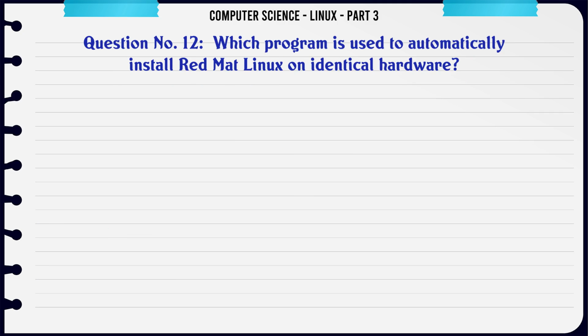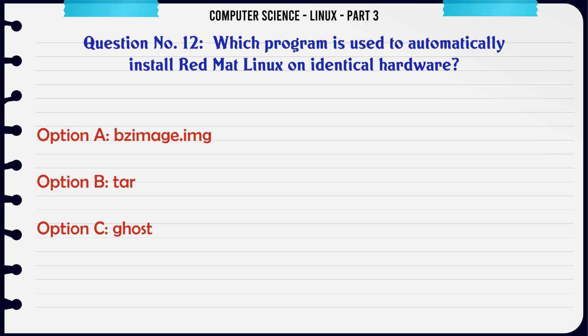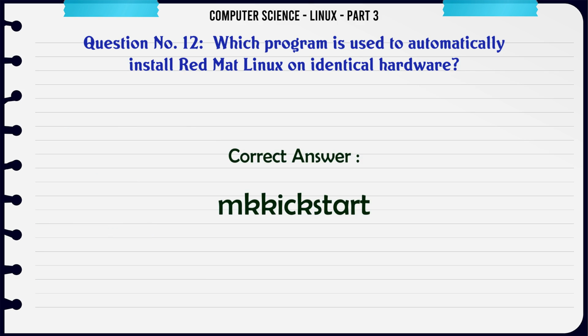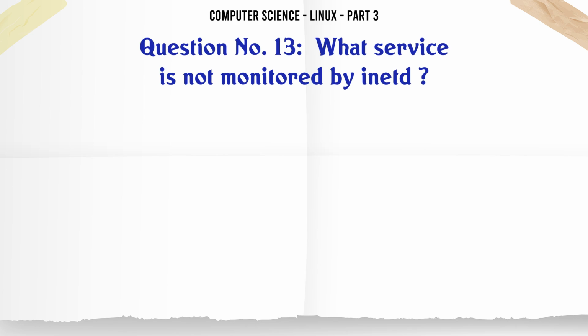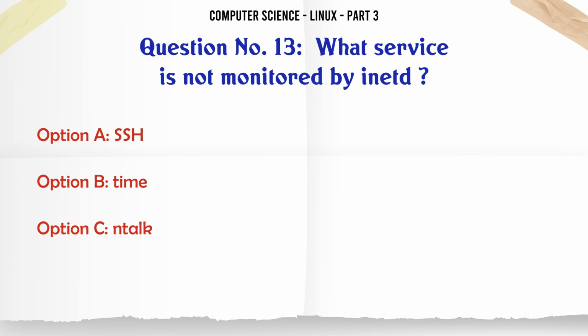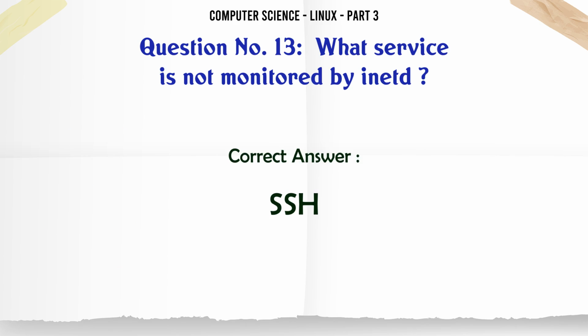Which program is used to automatically install Red Hat Linux on identical hardware? A. bzImage. B. tar. C. ghost. D. kickstart. The correct answer is kickstart. What service is not monitored by init? A. SSH. B. time. C. ntalk. D. finger. The correct answer is SSH.